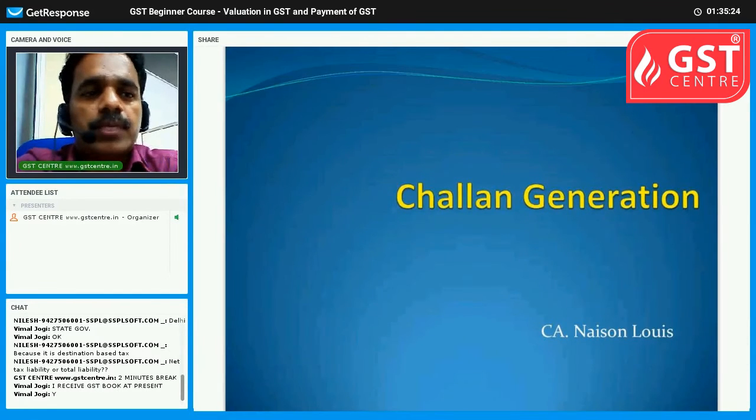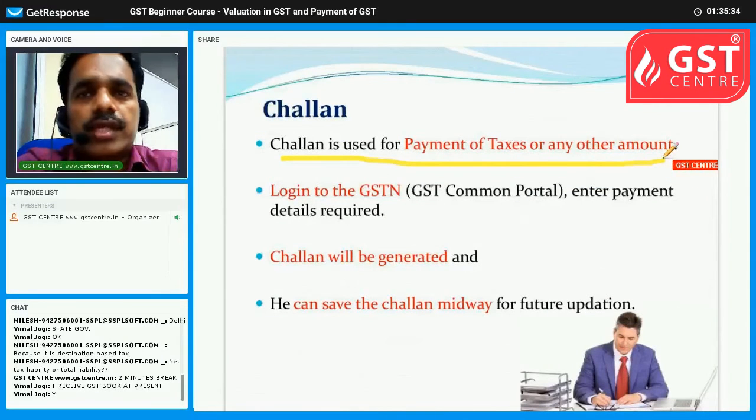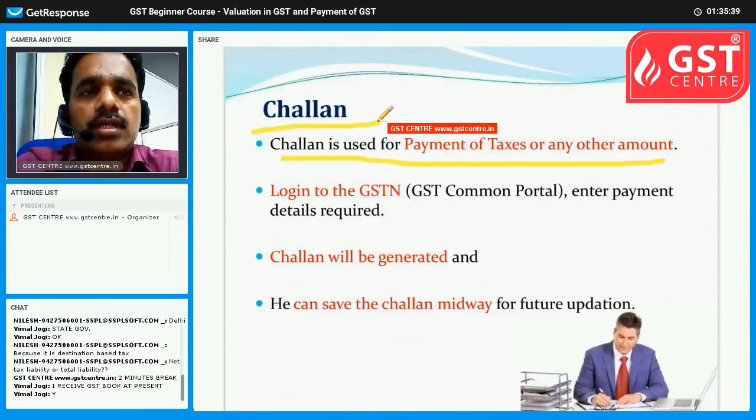Then we will cover the last PPT for the day, that is challan generation. A challan is used for payment of taxes or any other amount. That is not the printed challan, it is online. We are making payments online.